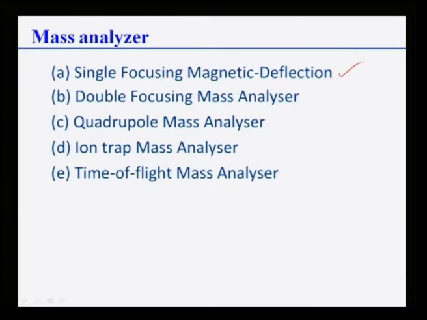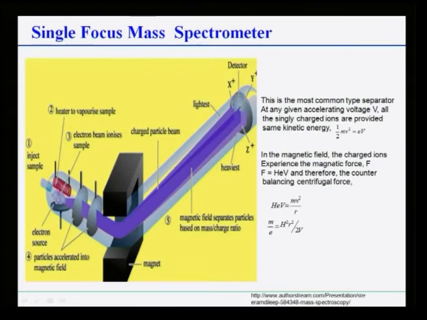Now, after creating the ions, you have to analyze the masses. How do you analyze the masses? There is a host of techniques available. That's why the discoveries happen. First and very simple one is single focusing magnetic deflection, which I will tell you about. Second one is the double focusing magnetic analyzer. Third one, which is widely used, is the quadrupole mass analyzer. Then you have the ion trap mass analyzer, and the last one, which is very popular, is known as the time of flight mass analyzer. Let us look at them.